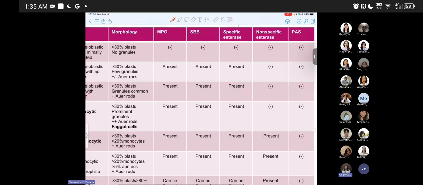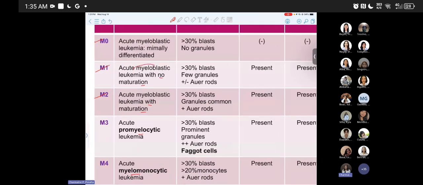Pero if you're gonna look at this table, yung myeloblastic, it can be positive or negative pa for our rods. Itong myeloblastic with maturation, meron ng appearance of our rods. Pero, yung strongly positive na our rods, or yung definitive na makakakita tayo ng our rods, here is sa M3, which is pro-myelocytic leukemia, prominent primary granules. So, plus or positive sa our rods.